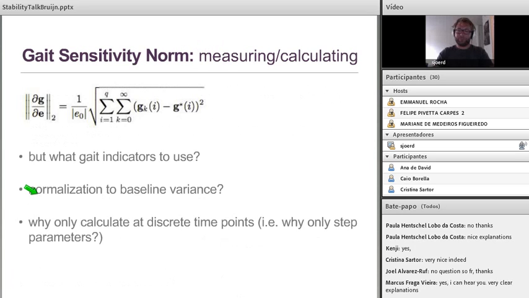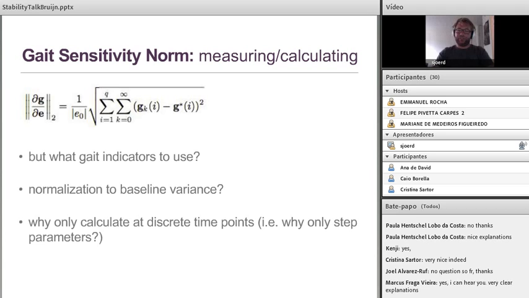perturbation. Right? So then you of course should come up with the question, okay, what gait indicator should I use? Should I look at step length or step time? How do I do that? This is a question we don't know yet, we're looking into it. Because this measure has so far only been used for robotic gait and not for human gait. I have a student working on it now.